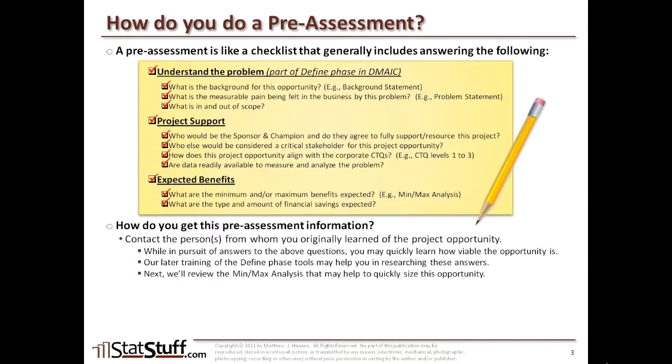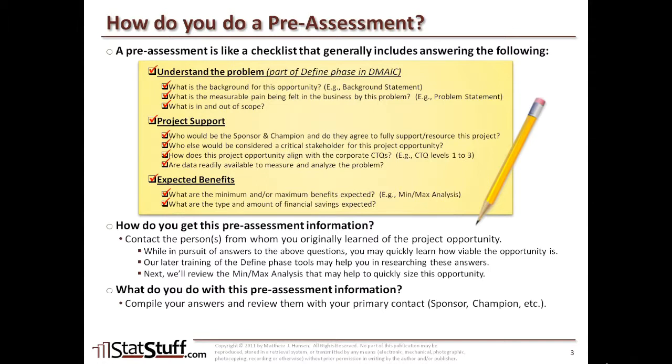And as I mentioned, next what we're going to get into is the MinMax analysis, which is a way to help us quickly size this particular opportunity. So once you've got all this information for the pre-assessment, what are you going to do with it? Basically, I recommend that you compile all your answers together and review them with the primary contact that you have for this particular opportunity. If you could get with the sponsor, that would be ideal, or maybe it's a champion, but you basically want to go back to whoever your primary resource is that you're working with about this effort.